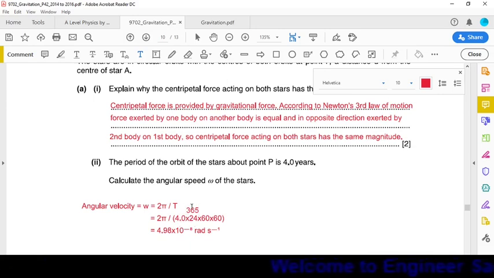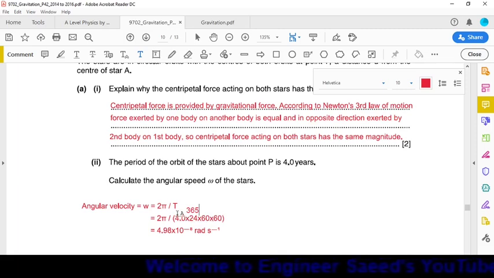It will be converted into days. Now in 1 day there are 24 hours, so we will multiply by 24. Again we will multiply by 60, and it will be converted into minutes. Then again we will multiply by 60, and it will be converted into seconds.